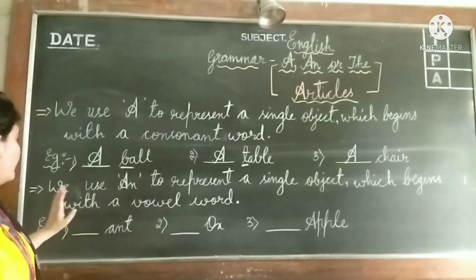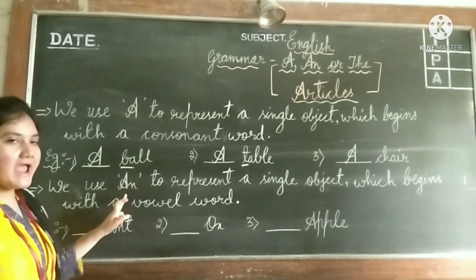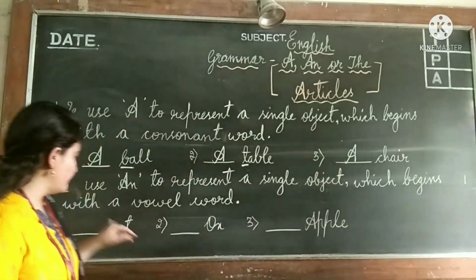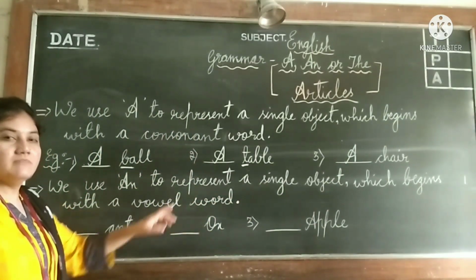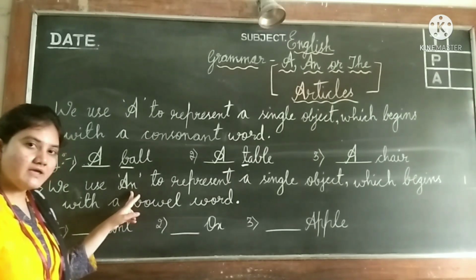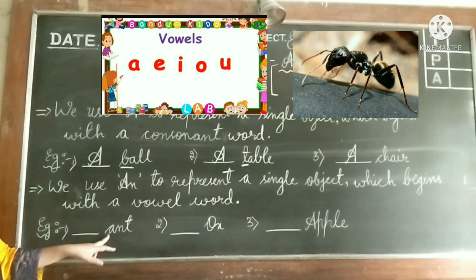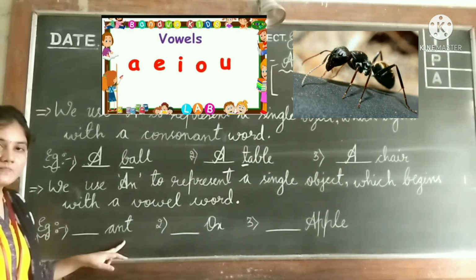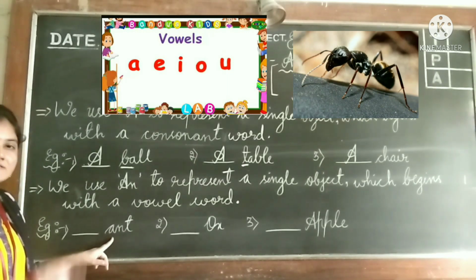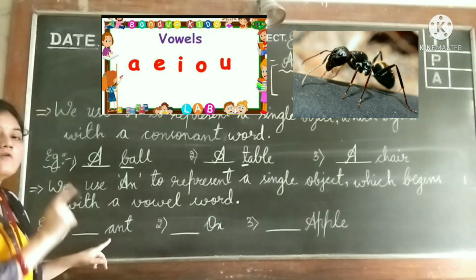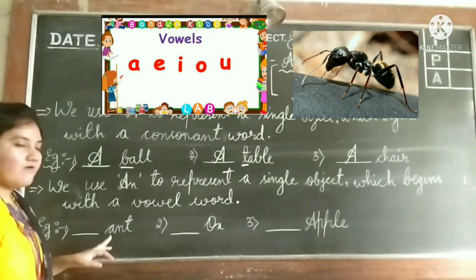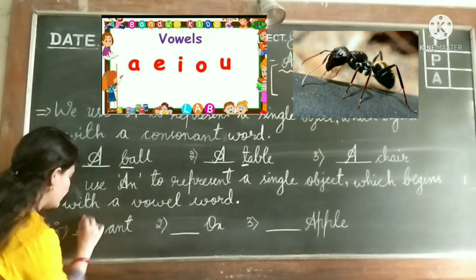Now, next we will go for the second one. We use an to represent a single object which begins with a vowel word. Means for a vowel word we will be using an. For example, see here, dash A-N-T, ant. The word ant begins with the letter A. See here, the 5 vowels. So for a vowel word we use an. For a vowel letter we use an.